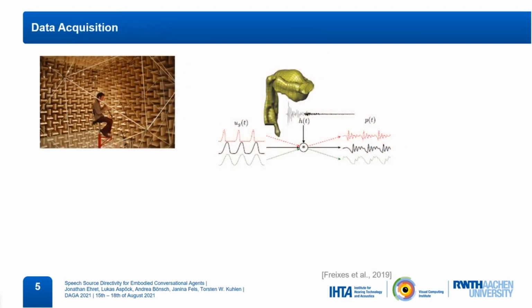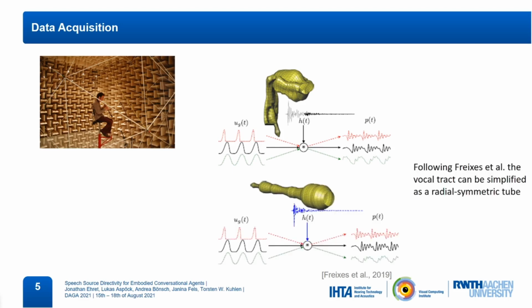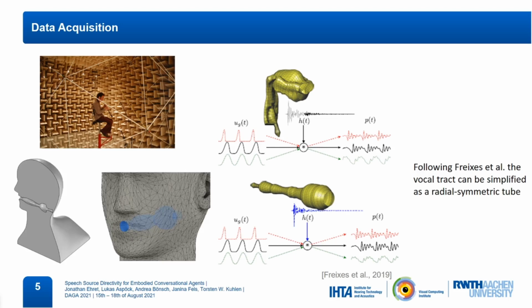So the next step was to adapt the directivity based on the content of the speech. That's why we needed more directivities basically for each different phoneme produced during speech. That is why we went from measuring to simulating the directivity for different formations of the vocal tract using a boundary element method. Following the results of Mark Freixes and colleagues, we could simplify the vocal tract, which you can see here on the top, to a radial symmetric tube, which made our simulations easier. This tube was then embedded into a head model for the boundary element method simulation.